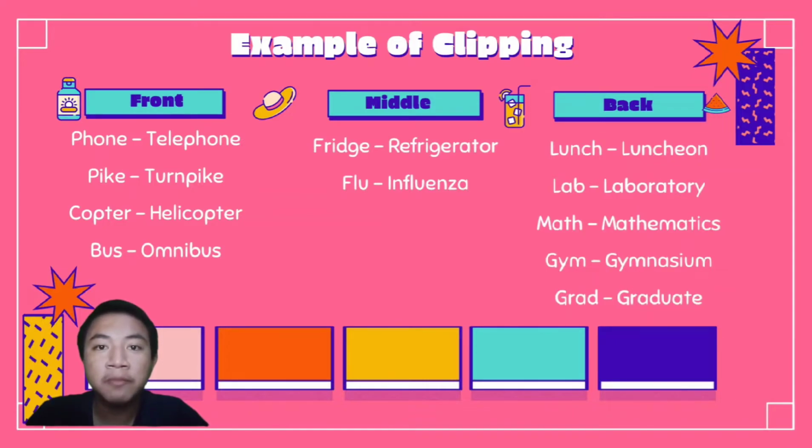Moving on to the next type, middle clipping. The example words are fridge from refrigerator and flu from influenza. Moving on to the last type, back clipping. The example word is lunch from luncheon, so we cut the eon out of the lunch. The next ones are lab from laboratory, math from mathematics, gym from gymnasium, and grad from graduate.